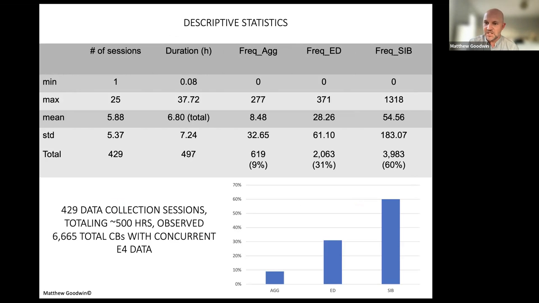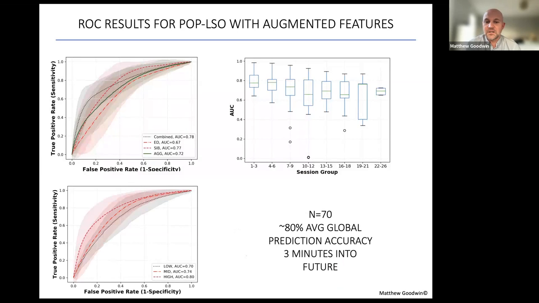SIB is self-injurious behavior. And using ridge regularized logistic regression, after we've done the feature formulation with our classifiers, what we basically have demonstrated now is we can predict these behaviors 3 minutes before they occur with an average of 80% accuracy. When you leave a person out for train and test, when you leave sessions out for train and test, and when you look at test-retest reliability or stability over multiple recordings from the same individual over time.